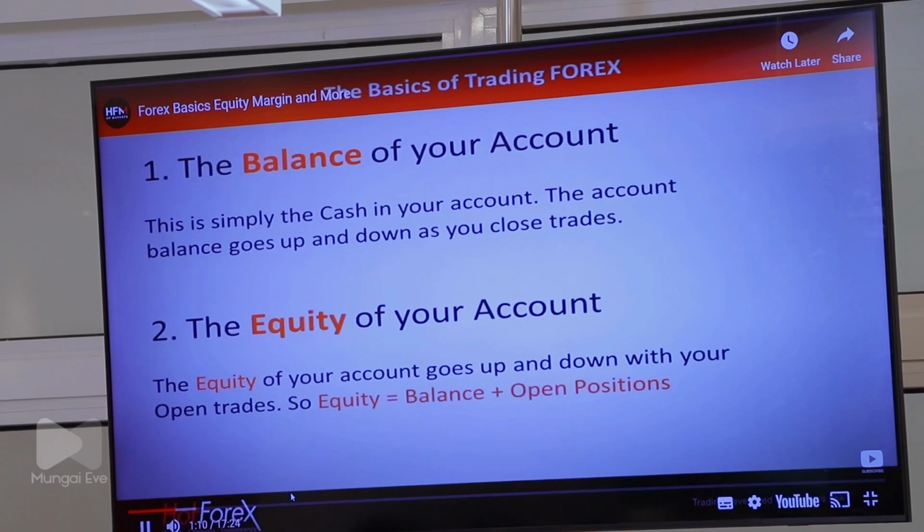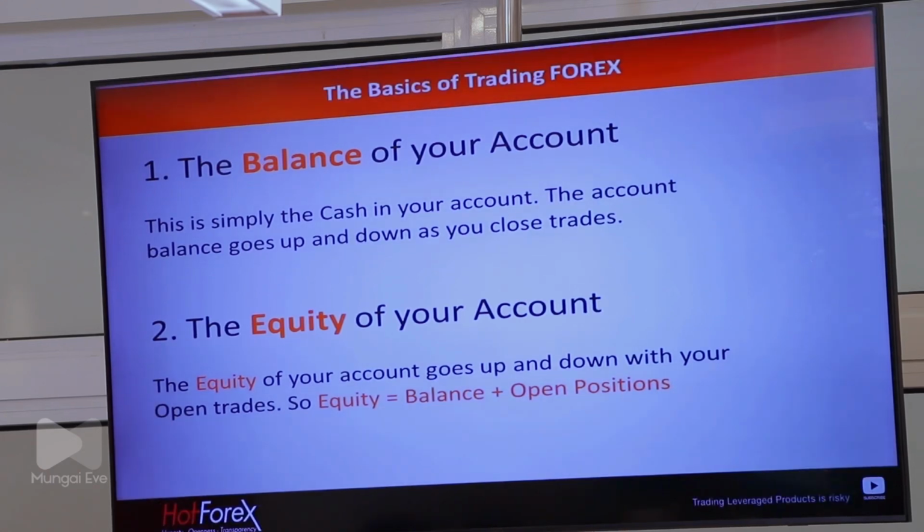The confusion comes in when people see the equity in their account. Equity simply goes up and down with your open trades. So if you're winning trades, your equity can sometimes be bigger than your balance. Losing trades, it'll be smaller than your balance. So equity equals your balance plus your open positions. So if your open positions are in profit, actually your equity is bigger than your balance sometimes.